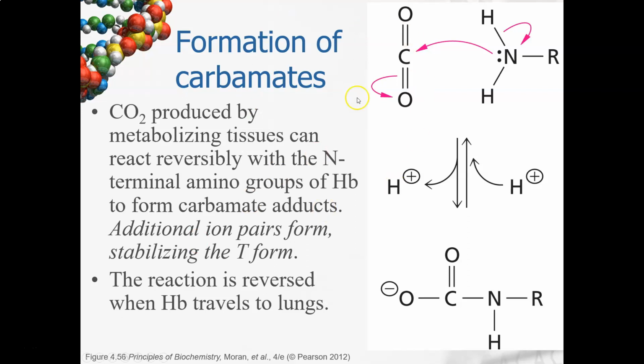Well, it turns out that carbon dioxide not only influences proton concentration, it also can act as an allosteric regulator in its own right. It can react with the amino termini of the chains in hemoglobin to form something called a carbamate. And this carbamate is negatively charged, and this negatively charged carbamate can form an ion pair with another positively charged side chain, making an ion pair, and ion pairs stabilize the T form.